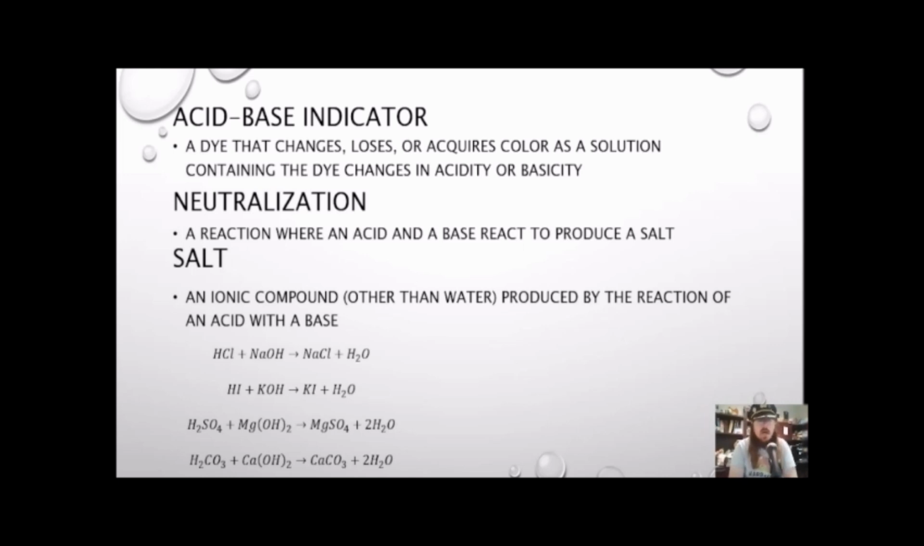We can mix hydroiodic acid and potassium hydroxide and produce potassium iodide, which is one of the key components in iodized salt, and water. If you mix sulfuric acid and magnesium hydroxide, you form magnesium sulfate and 2 water molecules, which is the key component in Epsom salts. And carbonic acid mixed with calcium hydroxide forms calcium carbonate, one of the key components of, I think, chalk, if I'm not mistaken, and water.